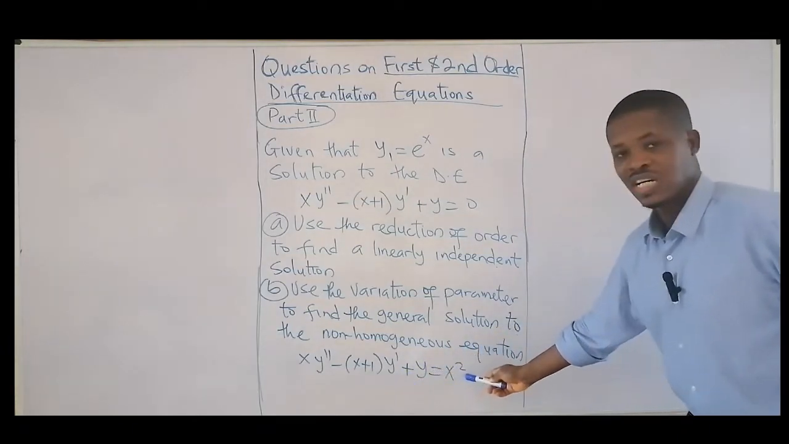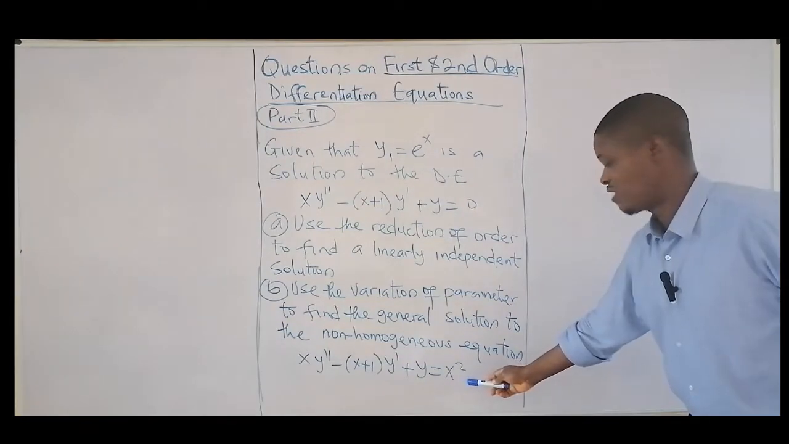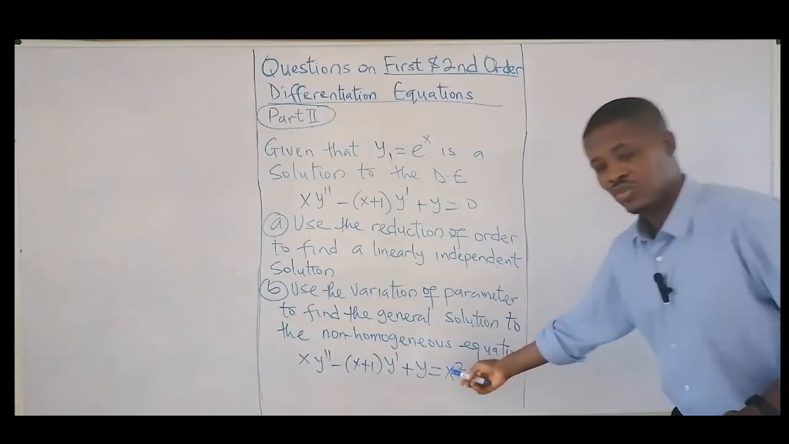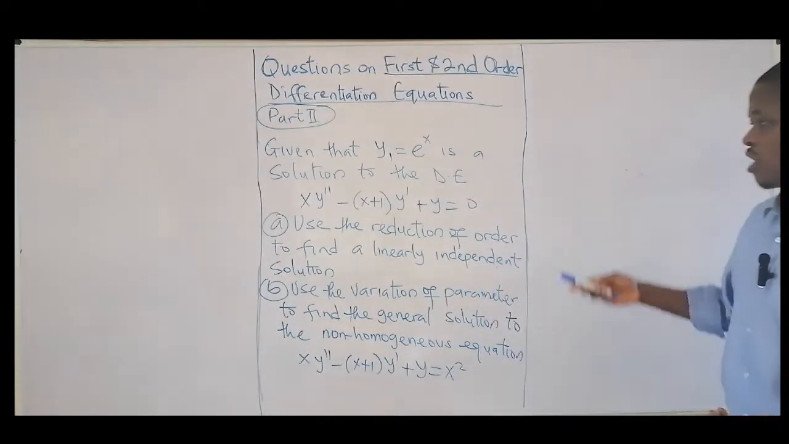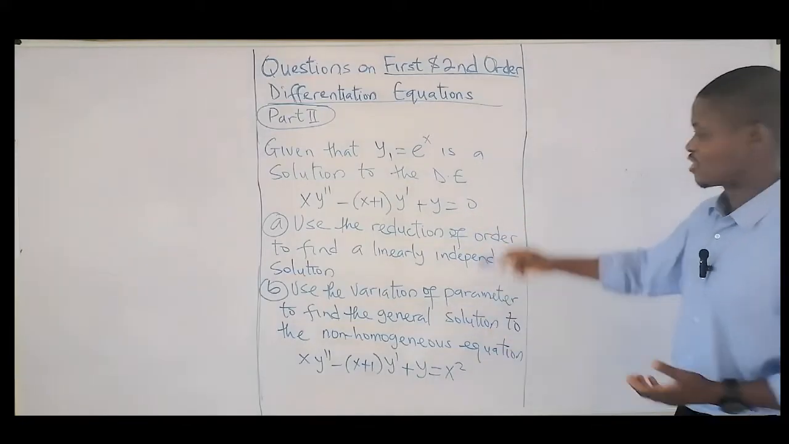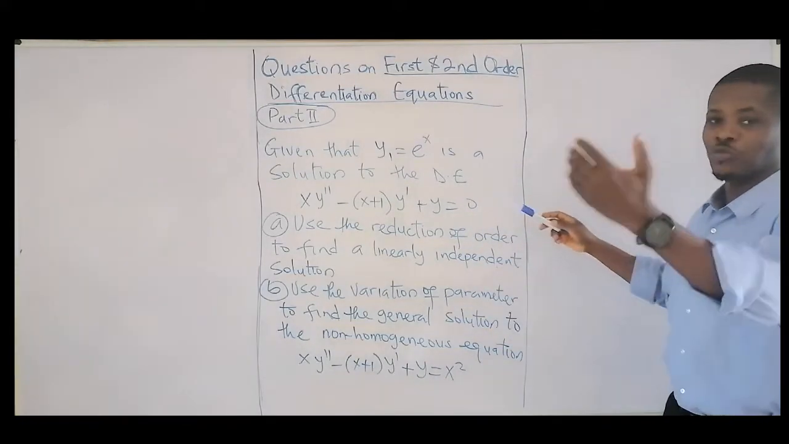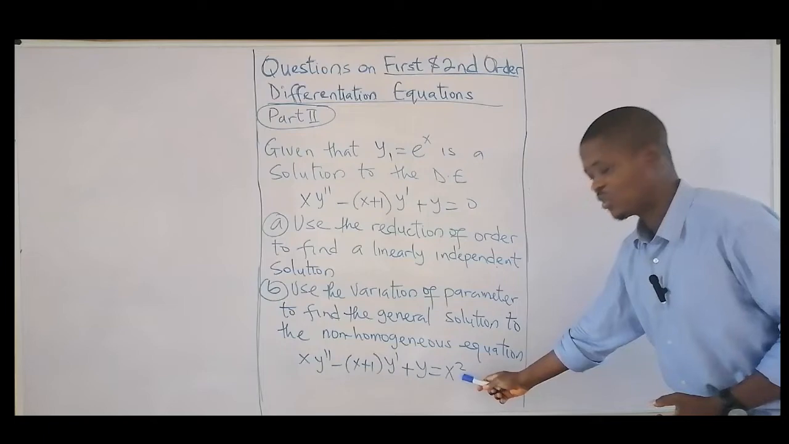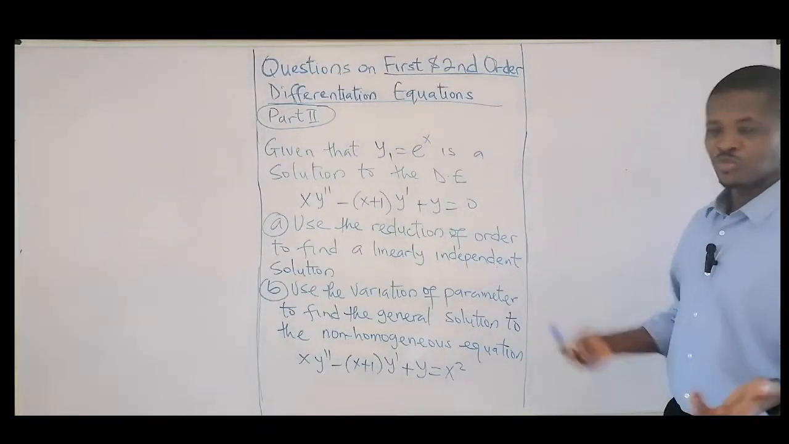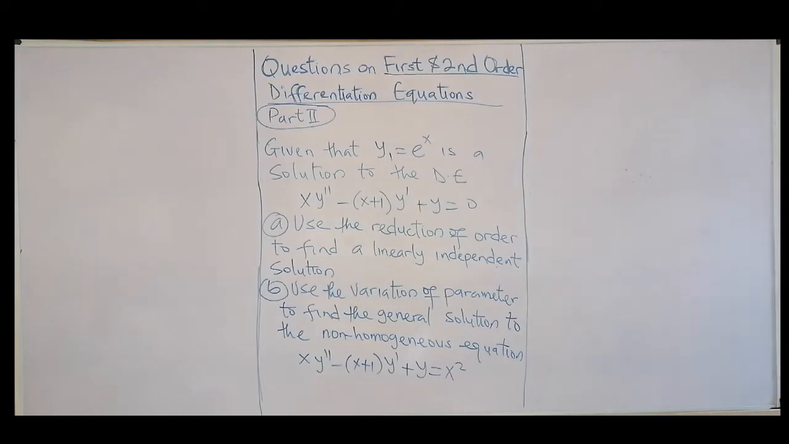In this second part, it's not equal to 0 here, it's equal to x squared, and this one becomes non-homogeneous because it is not equal to 0. But if you check the two differential equations, they are the same thing. It's just that this one is equal to 0, which makes it homogeneous, and this one is not equal to 0, which makes it non-homogeneous. So let's go straight to the problem.